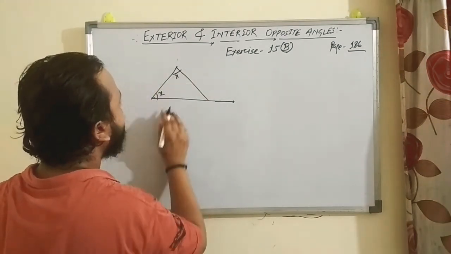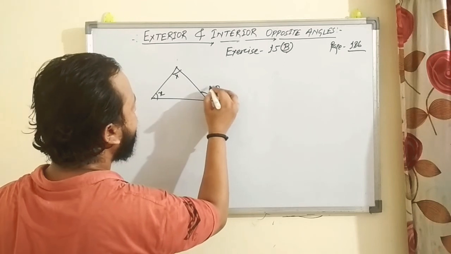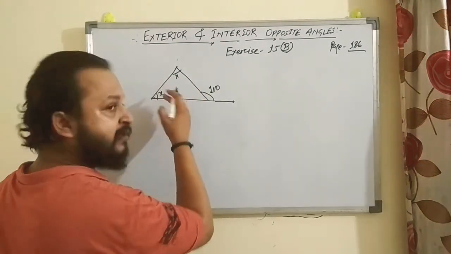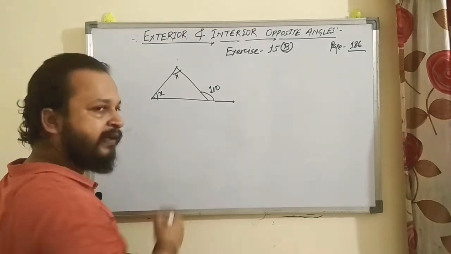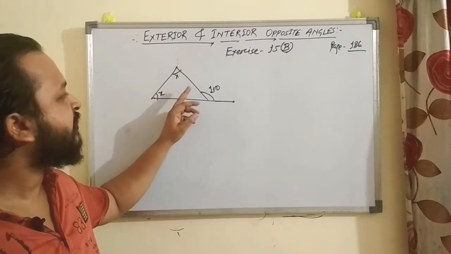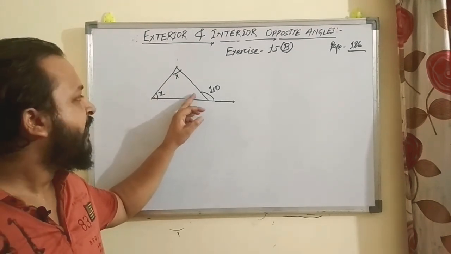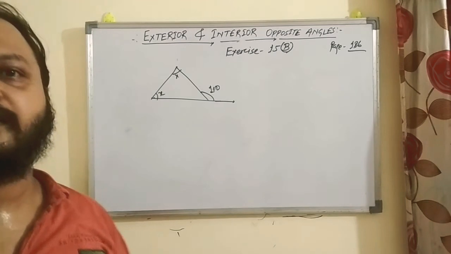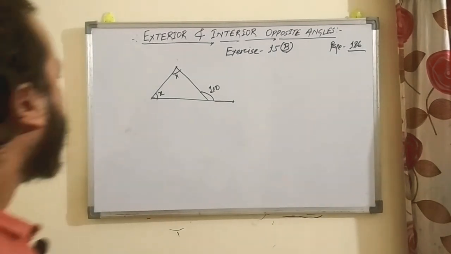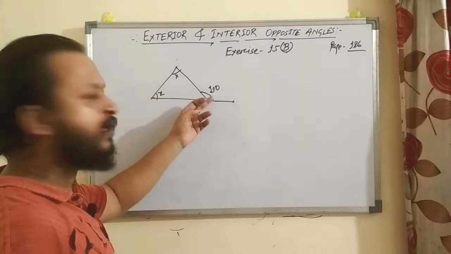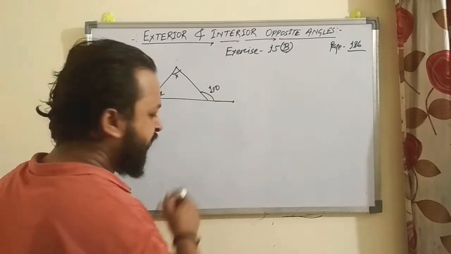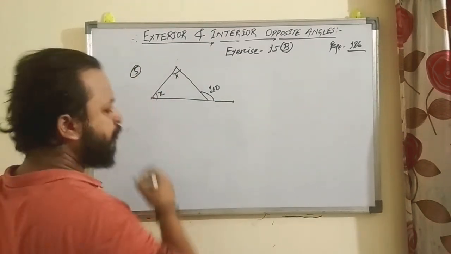So if they are x and this is given as 100 degrees, so x plus x, 2x is equal to 100 degrees, so x is equal to what? 50 degrees, right? So if this x is 50 degrees, this x is 50 degrees, so this angle also equals 80 degrees, right? So this is 50 and this is 80 degrees, right? So this was question number 5. Come to question number 6.